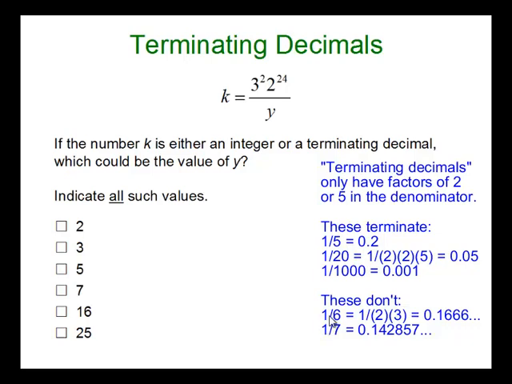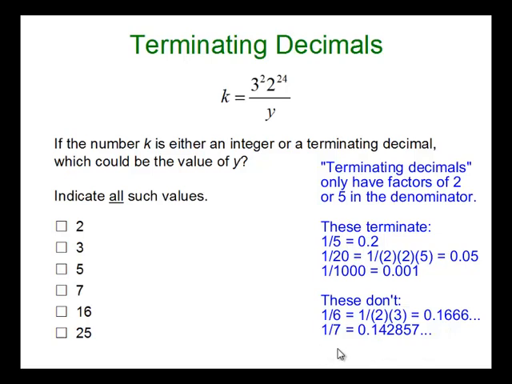So 1 over 6 fails. It has a 2 in the denominator, but that doesn't save it in any way. The 3 is what really ruins this from terminating. It goes on forever. 1 over 7 goes on forever and doesn't necessarily repeat the way 1 over 6 does. Okay, so non-terminating means factors other than 2 or 5.